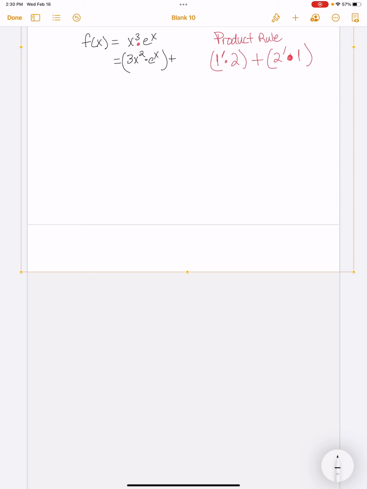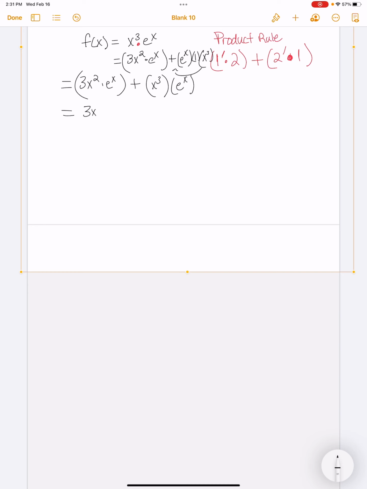plus the derivative of the second, which we know is just e to the x times 1, because you are taking the derivative of the power that e is raised to, times the first, just how it is. Okay, let me make this a little bit neater. Okay, so now we have 3x squared times e to the x plus, we'll say x cubed, just bring that in front, times e to the x.